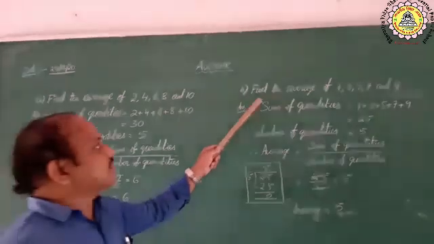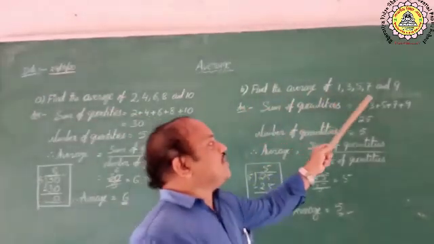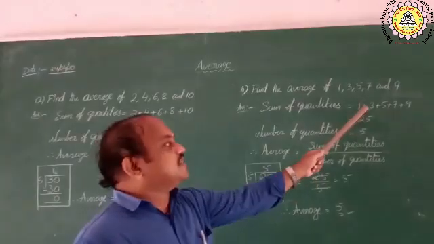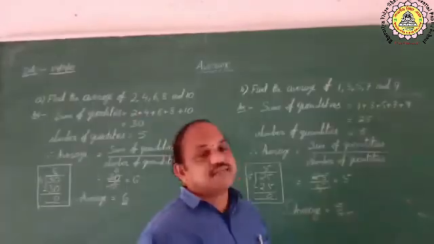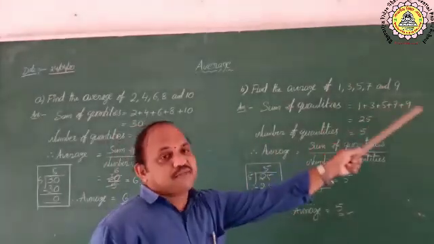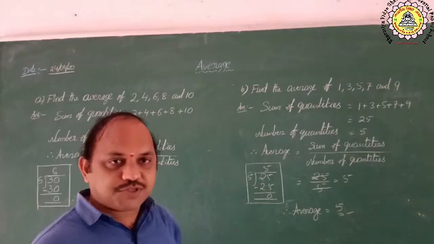Okay, now go to the next sum. Find the average of 1, 3, 5, 7 and 9. Here also we have to find the sum of quantities. That is equal to what? 1 plus 3 plus 5 plus 7 plus 9. What is the answer? It is 25. The sum is 25. Next, number of quantities, how many are there? 5 numbers are there. So number of quantities is equal to 5.